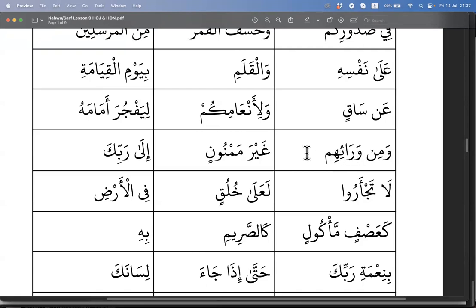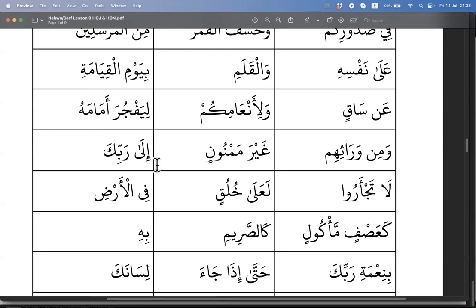Idafah. Good. Next one. Ghayra mamnunin. غير ممنون. No half of jar. Good. Anything that we've learned before? غير ممنون, is it also sifah or idafah? Idafah. Yes. Light, no alif lam. Jar. Good.